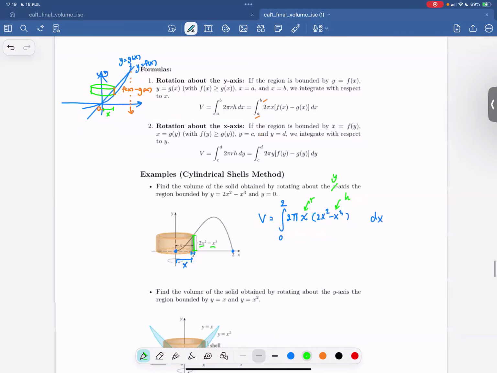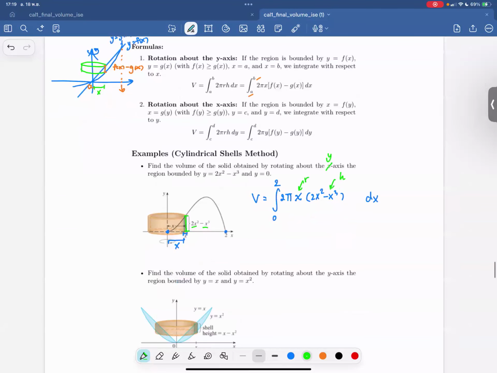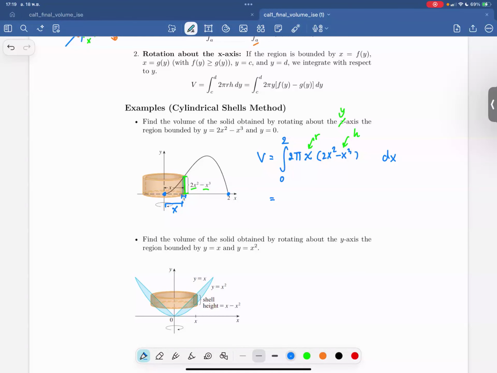Okay, so now we do a basic computation, and we take 2 pi out, and then 2 over 3 x cubed, minus 1 over 4 x to the fourth, hmm, plus 1 over 5 x to the fifth. And we make it 16 pi over 5.